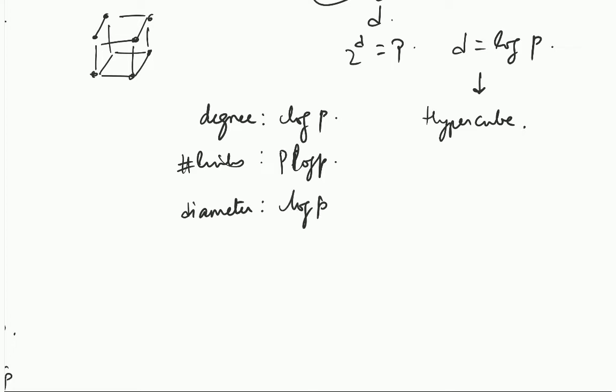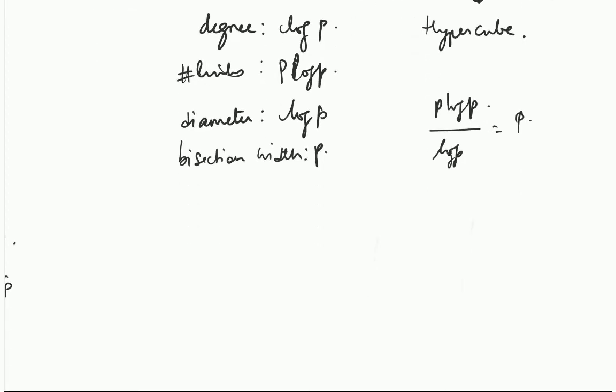So diameter is log p, and finally what is the bisection width? Well, there are log p dimensions. The number of links in each dimension is the same, right? What is the total number of links? P log p, yeah, and there are log p dimensions. It's a symmetric network, so the number of links along each dimension is the same. So there must be p links on the bisection width, yeah.